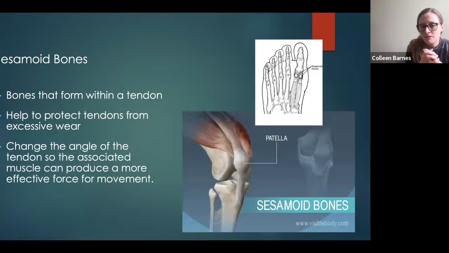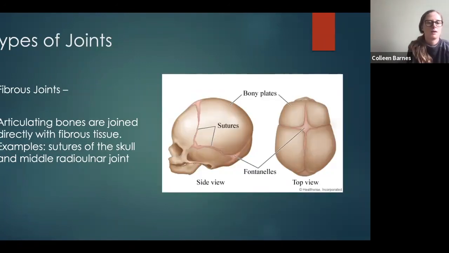But if there wasn't a tendon where that patella was formed within that tendon, it would not be as effective for running, for lifting weights. It kind of just keeps the knee on track, and it makes it able to be more load bearing, right? All right, types of joints, starting with fibrous joints.